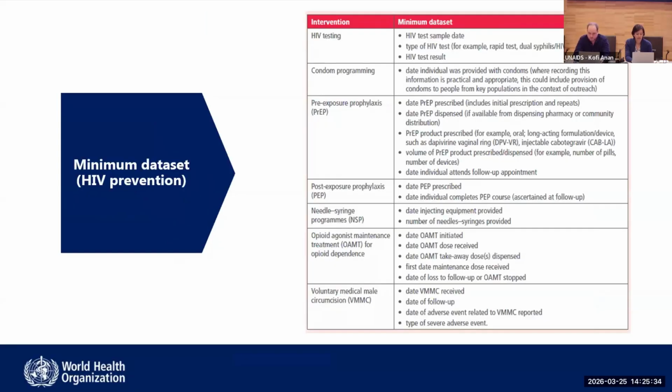We also, for the first time, have a minimum data set on HIV prevention. It's been long a practice for treatment, and prevention is challenging for HIV because people can start and stop prevention depending on their level of risk. So here are some examples. We've detailed each intervention and then the minimum data set that should be required in all national surveillance systems for HIV to capture this information accurately and to be able to then calculate indicators to monitor the delivery of HIV prevention. So for example, for PrEP here, it should include the date that PrEP was prescribed, the product that was prescribed, the volume that it was given, and then the date that they may have a follow-up appointment.